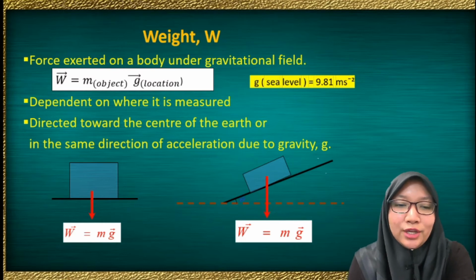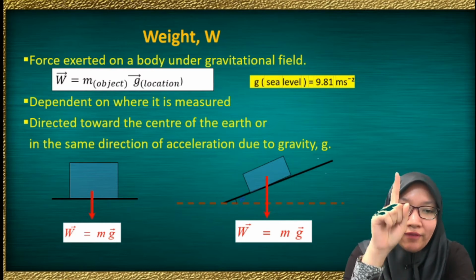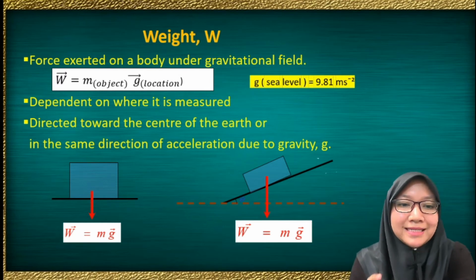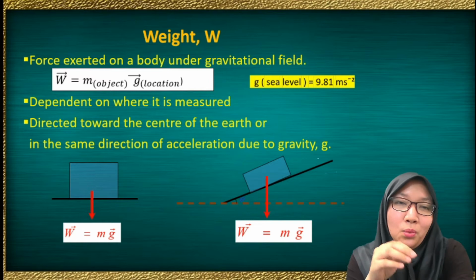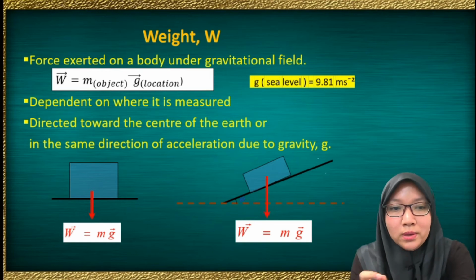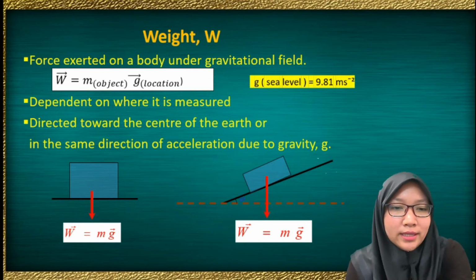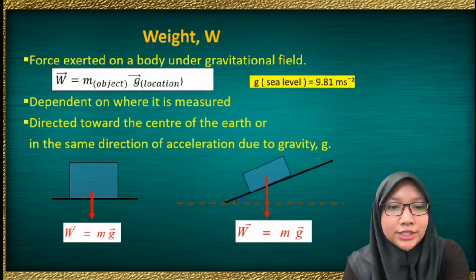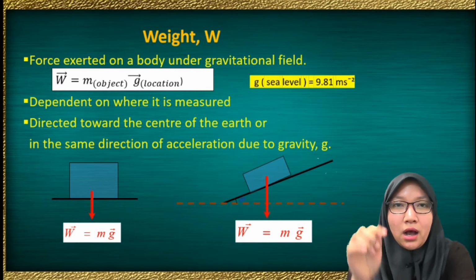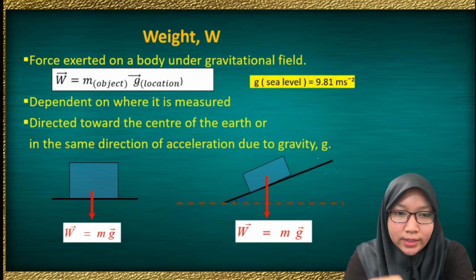That means your weight on top of the Everest would be different than your weight at the sea level, isn't it? Basically, you'll be a slightly weight less if you are sitting on the top of the mountain because g value would be just slightly smaller there. Next, the direction. Remember, the weight always pointed downward.